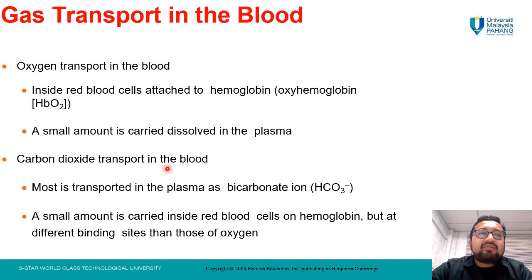Carbon dioxide transport in the blood. Most is transported in the blood plasma as bicarbonate ion. A small amount is carried inside RBCs on hemoglobin but at different binding sites than those of oxygen. Carbon dioxide ni selalunya daripada tisu, oxygen ni daripada heart. Selalunya oxygen ni dia akan transport melalui artery, carbon dioxide ni akan melalui vein.